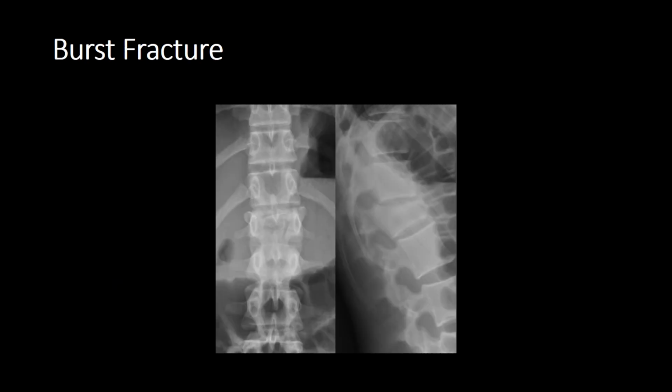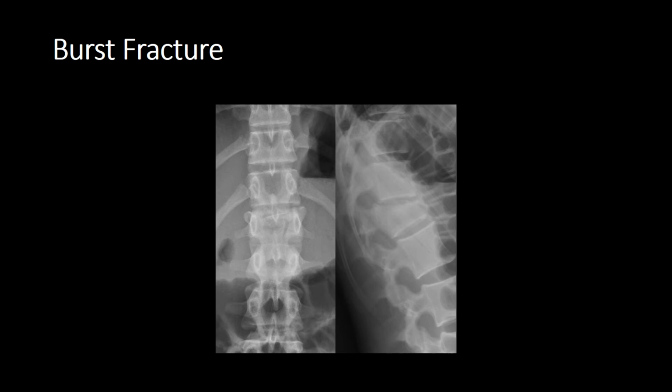A burst fracture is a very specific type of compression fracture. Now the key mechanism is it's an axial force. So this axial force compresses the nucleus pulposus, which then explodes out into the vertebral body, which causes a centrifugal displacement of the fracture fragments.